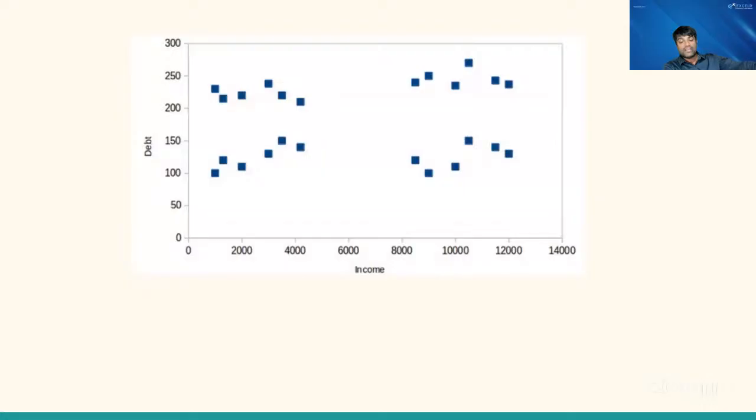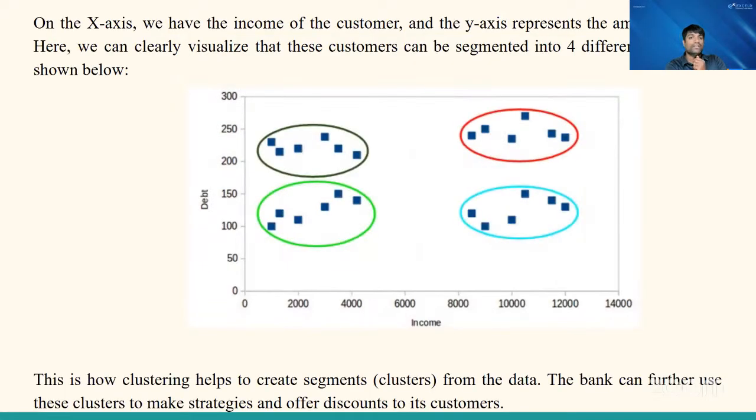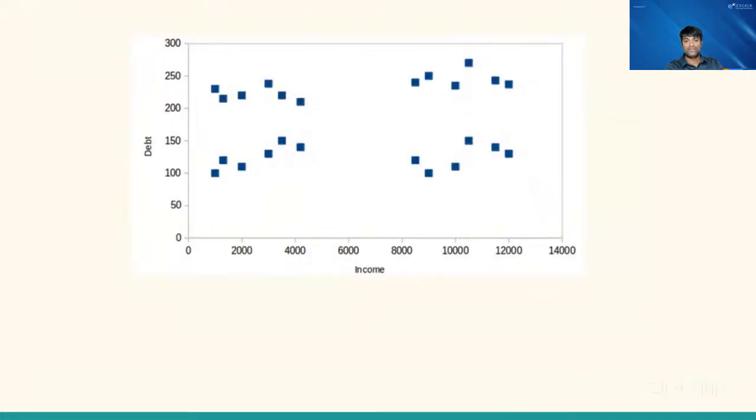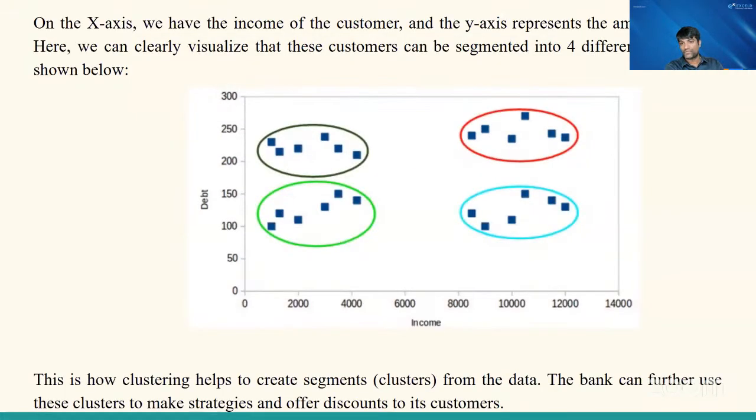So now you can see a graph like this. Let us say we have plotted and we have got a graph like this. After plotting the graph on the income and debt, on the x-axis we have put the income of the customer, and on the y-axis we have the amount of debt he has. Here you can clearly visualize that the data is segmented into four clusters, right? You can see four clusters. Those four have been circled.